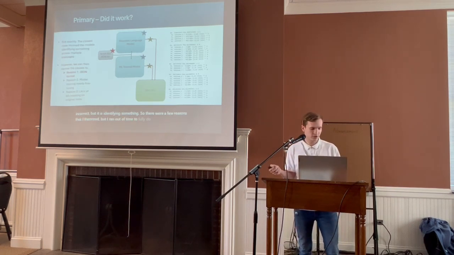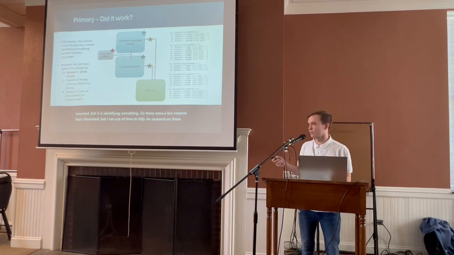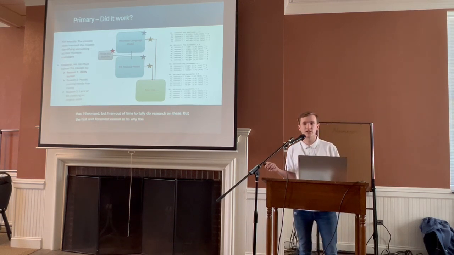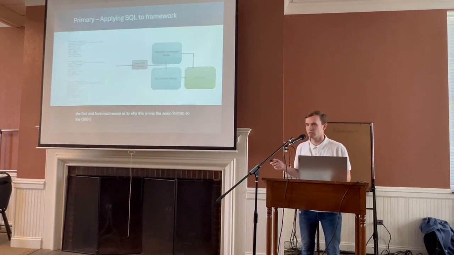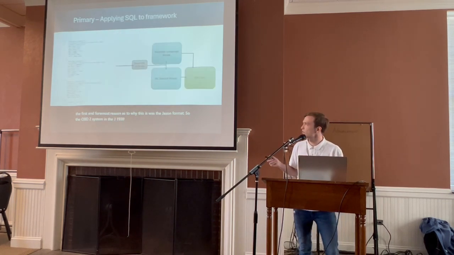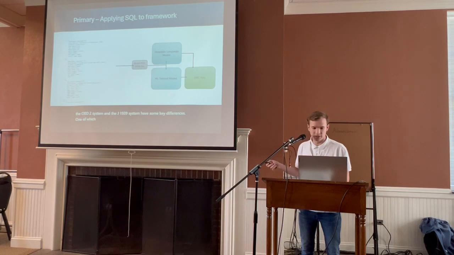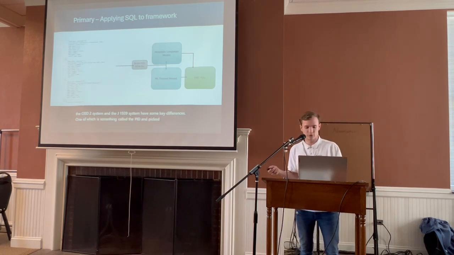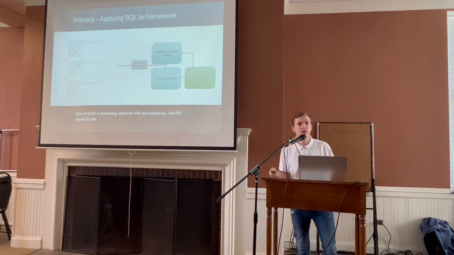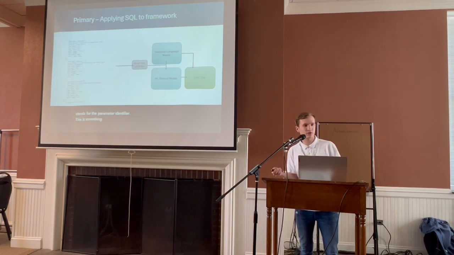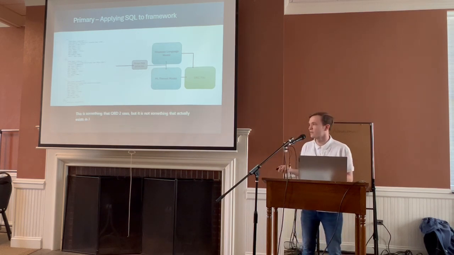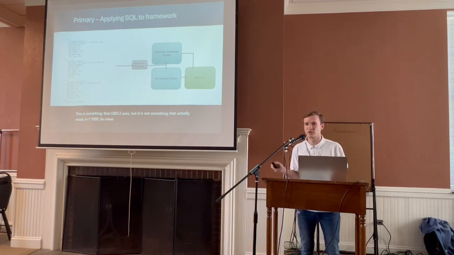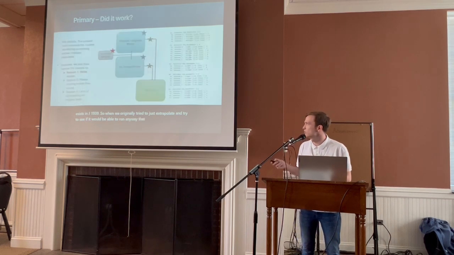There were a few reasons that I theorized, but I ran out of time to fully research these. The first and foremost reason was the JSON format. The OBD2 system and the J1939 system have some key differences, one of which is something called the PID and PGN hex. The PID stands for the parameter identifier. This is something that OBD2 uses, but it is not something that actually exists in J1939. So when we originally tried to extrapolate and see if it would run anyway, that could be causing some issues.